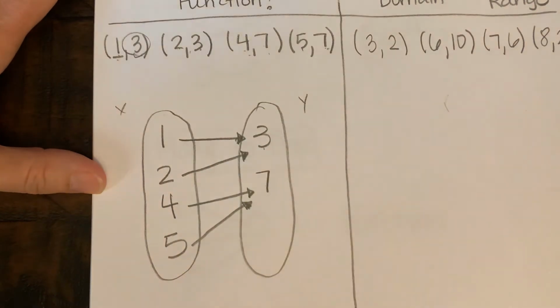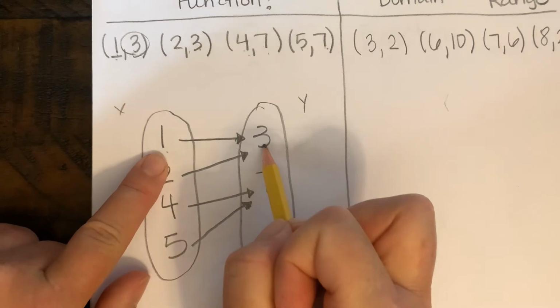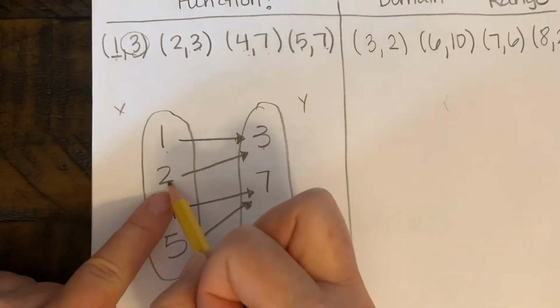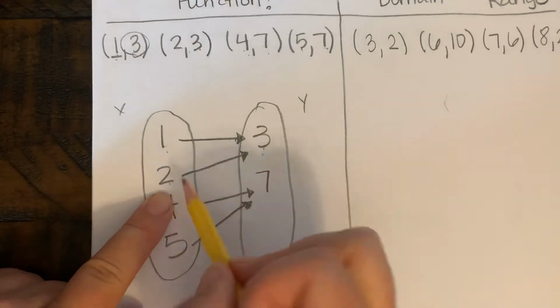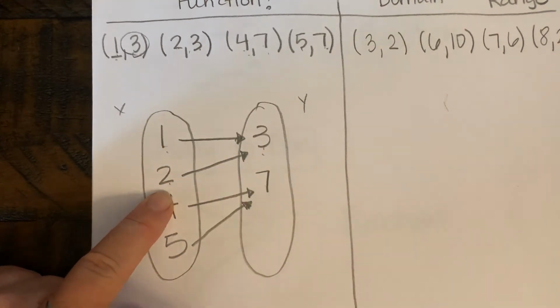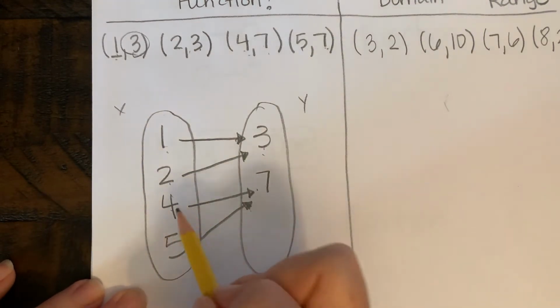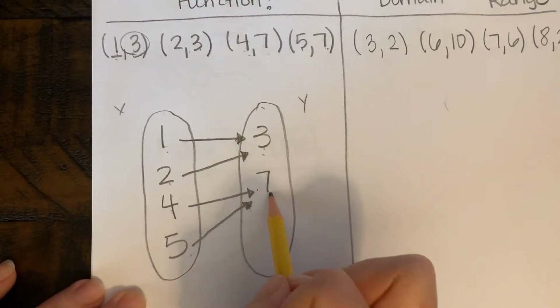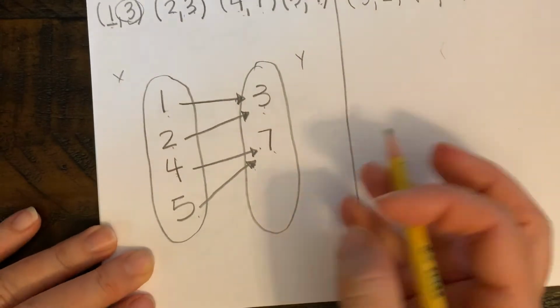Now, we haven't really talked about this one. Notice that my 1 only becomes a 3. My 2 only becomes a 3. My 1 doesn't become anything else. My 2 doesn't become anything else. My 4 became a 7, and my 5 became a 7, but my 4 only became a 7. It didn't become anything else. So what this means is it is a function.